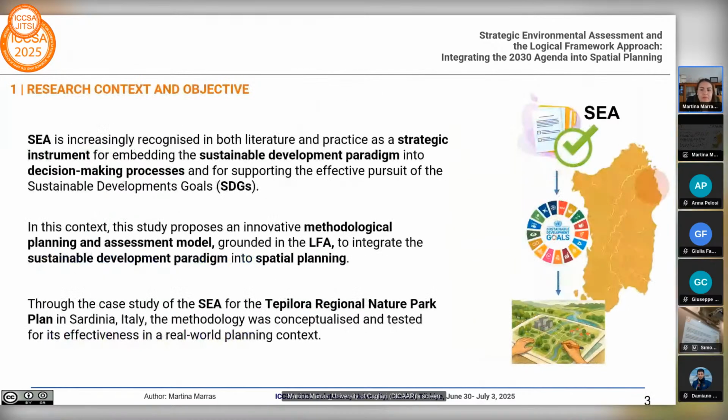SEA is increasingly recognized in both the literature and practice as a strategic instrument for embedding the sustainable development paradigm into decision-making processes and for supporting the effective pursuit of the sustainable development goals. So in this context, the study proposes a methodological model grounded in the LFA for integrating the sustainable development paradigm into spatial planning. Through the case study of the SEA carried out for the Tepilora Regional Natural Park Plan in Sardinia, Italy, the methodology was conceptualized and tested to demonstrate its effectiveness in a real-world planning context.